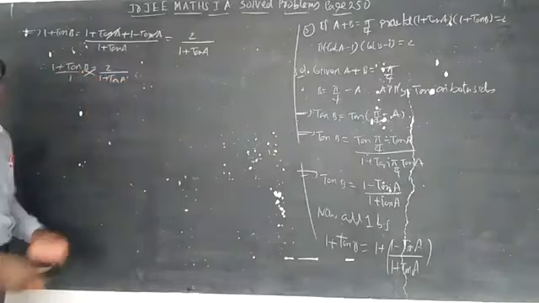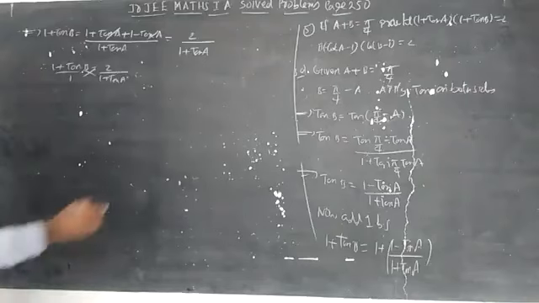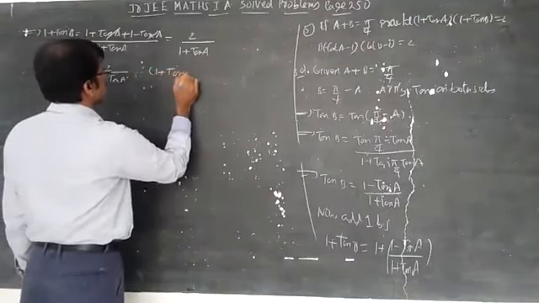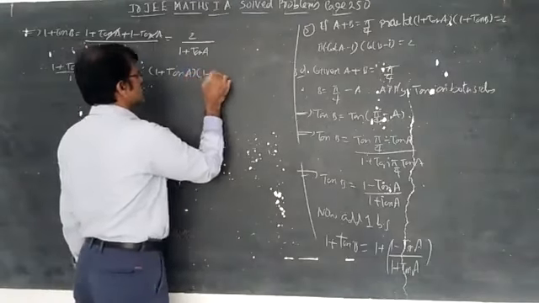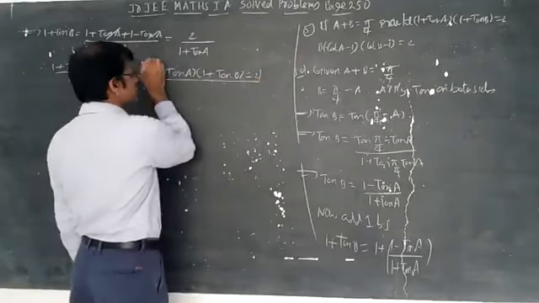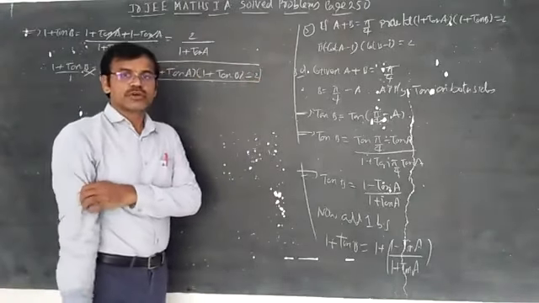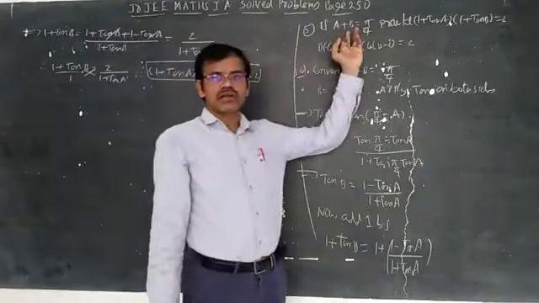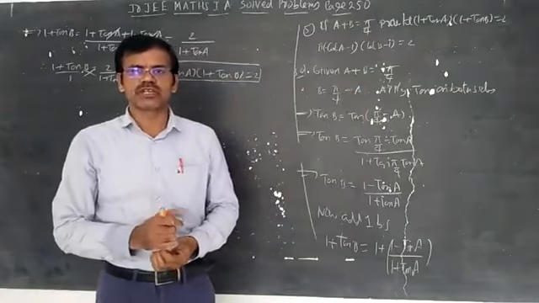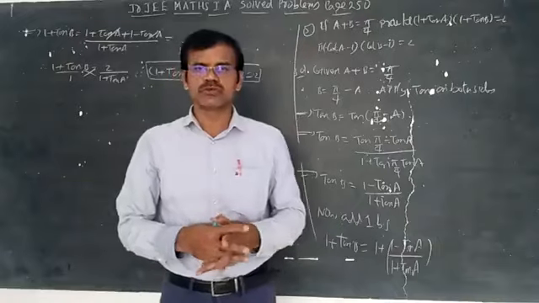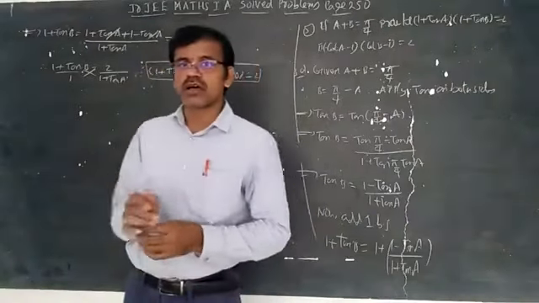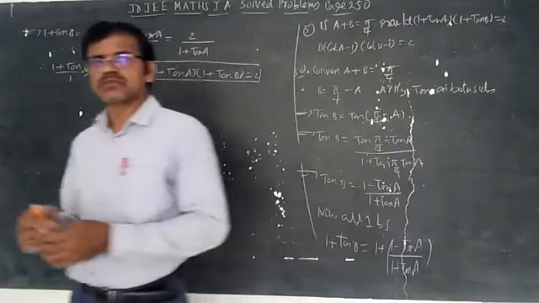Take cross multiplication, you get 1 plus 10a into 1 plus 10b is equal to 2. You should remember this one as a formula. If a plus b is equal to 45, or if a plus b is equal to 5 by 4, then 1 plus 10a into 1 plus 10b is equal to 2. Plenty of times you may face this formula in trigonometry objective.